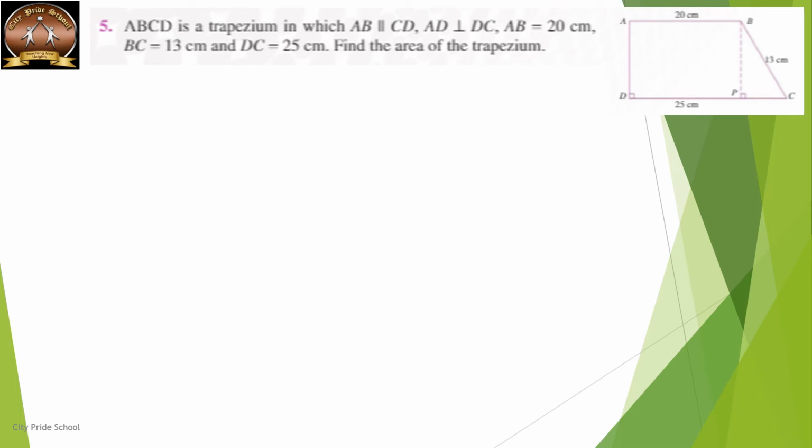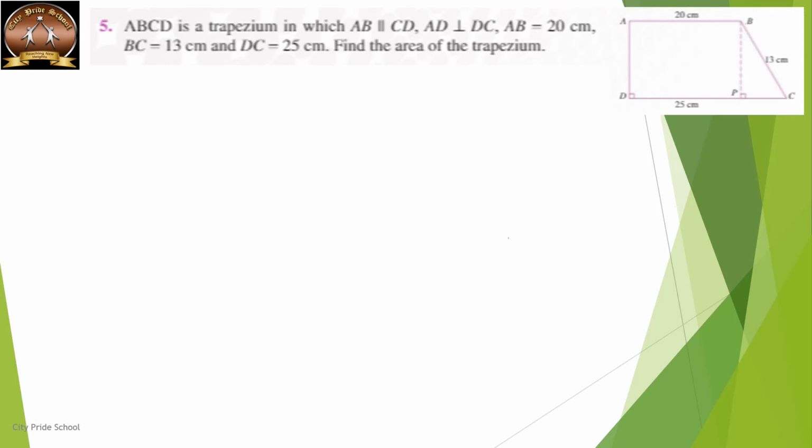Now we know the formula that the area of the trapezium is half into height into (base 1 plus base 2). Here the lengths of base 1 and base 2 are given, but we don't know the height. So we will have to find the height first. Now if you can see, BP is perpendicular to DC, correct? So it is a right angle triangle. So we can use the Pythagoras theorem to easily find BP. But to use the Pythagoras theorem, we need to know PC.